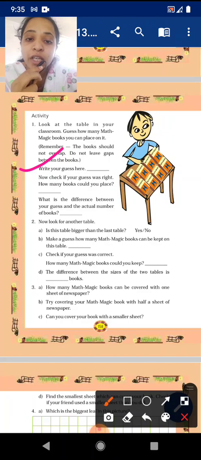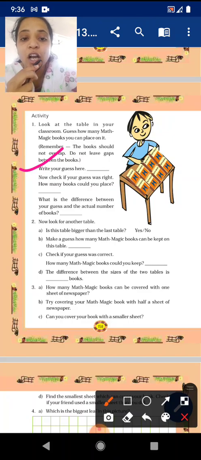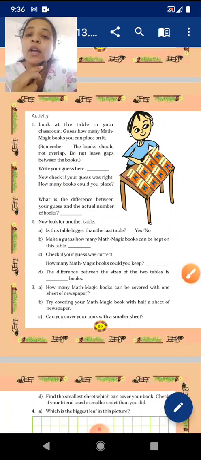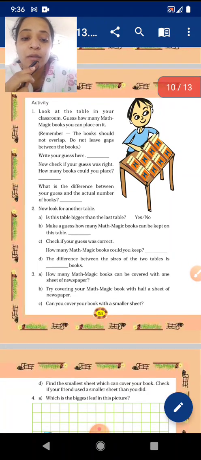Now check if your guesses were right. How many books could you place? See here, how many books are there? 1, 2, 3, 4, 5, 6, 7, 8. That means 8 books. Okay, so like this you have to place the books on the table, and then after that you have to write the number. Number 2, here we are.